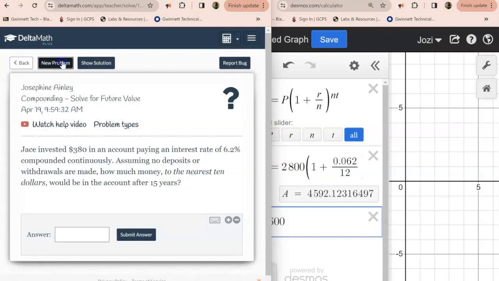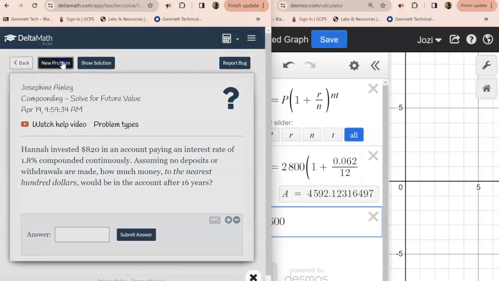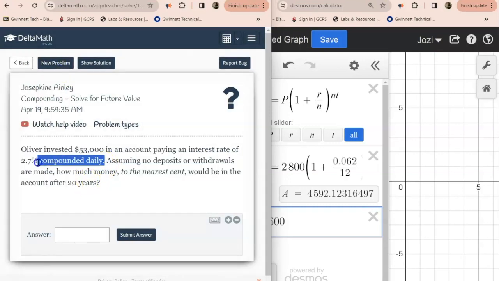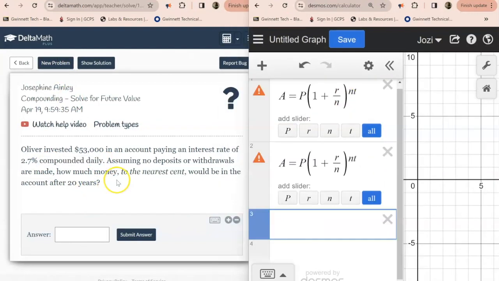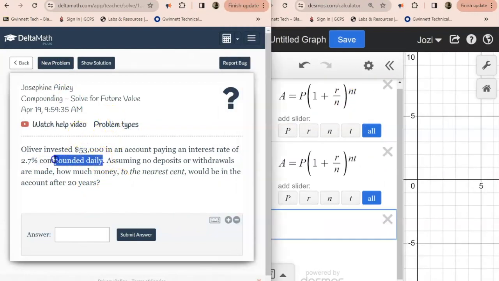All right, let's just do another one. You're not going to get anything compounded continuously. Let's do a compounded daily. All right, so again, we're going to start with the formula. Let's do another question. This time we're compounding daily.